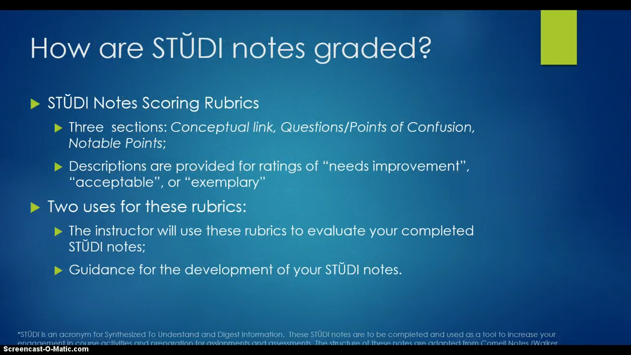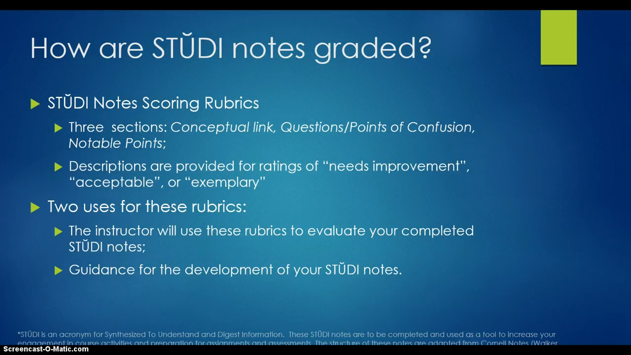How are study notes graded? Study notes are graded using scoring rubrics. The scoring rubrics align with the basic content of the study notes. In this case, the conceptual link, the questions or points of confusion, the notable points. As you can see on the next slide, there are indicators for needs improvement, acceptable or exemplary responses.